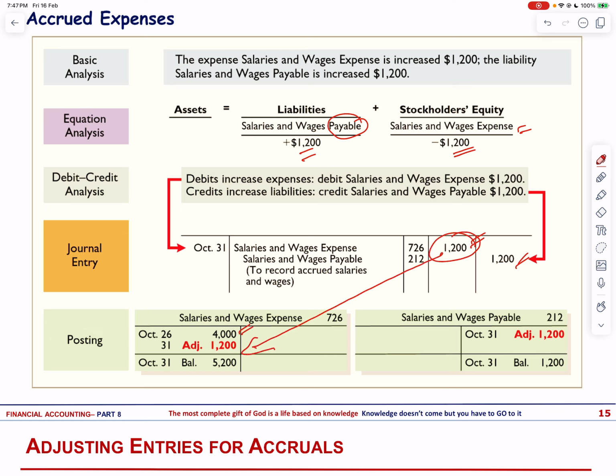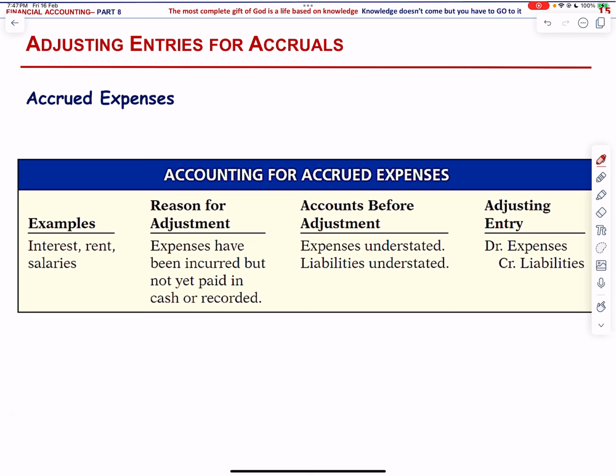So accrued expenses, the examples are again there may be accrued expenses for interest or rent or salaries. Expense has been incurred but not yet paid in cash or recorded. So expenses are understated and liabilities are understated. So we have to increase our expenses. Expenses are debit. We have to increase our liabilities. Liabilities are going to be credit. These are going to be the adjusting entry for accrued expenses.